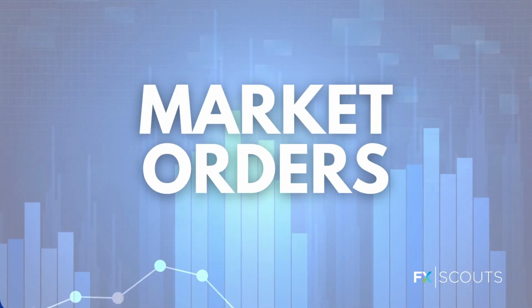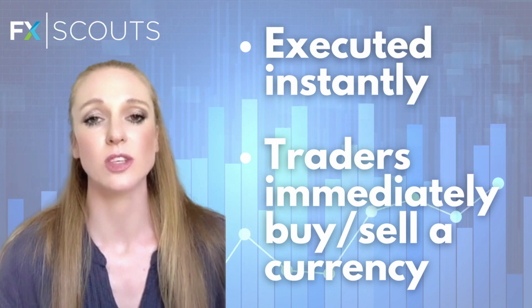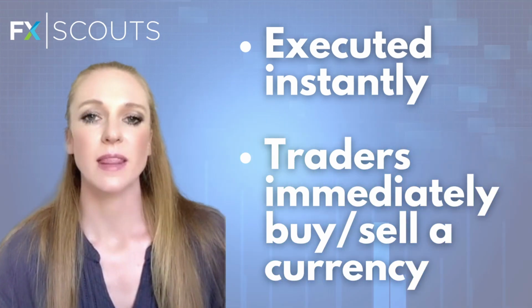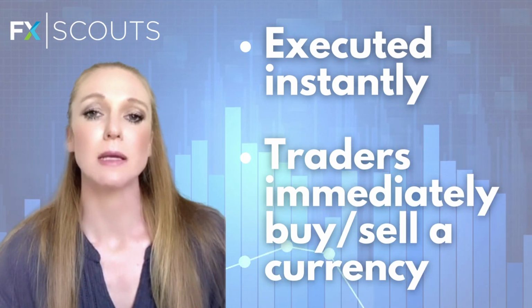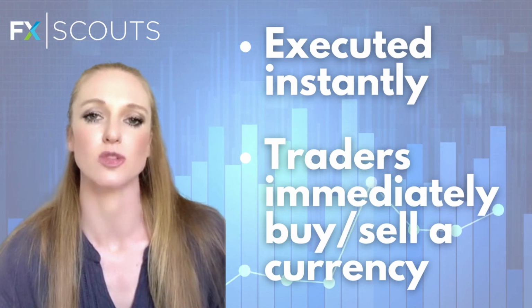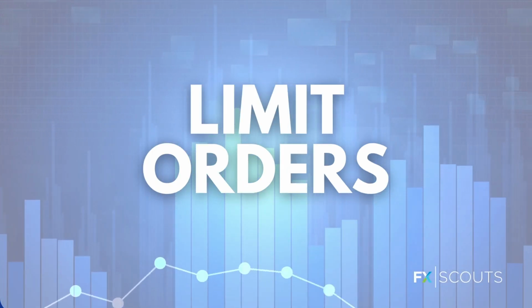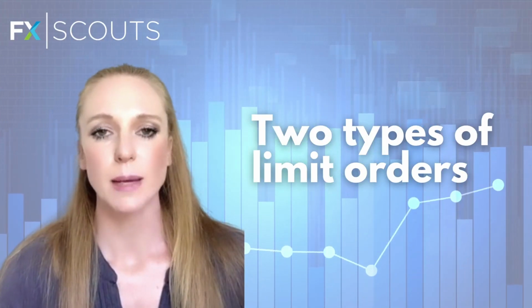So if we jump into market orders, they are the straightforward order. They are executed instantaneously. And these orders allow you to basically immediately buy or sell a currency pair at whatever price they're trading at that moment. Then if we look at limit orders, there are two different types of limit orders.